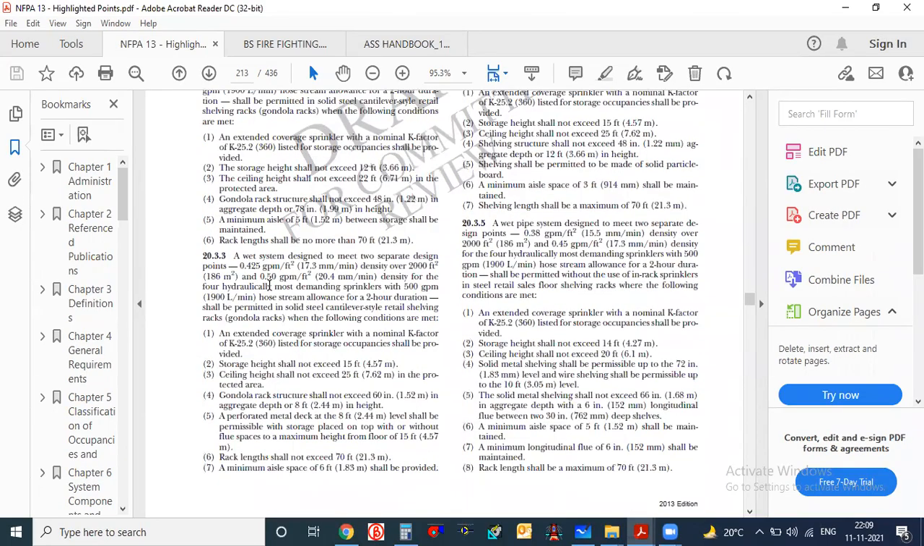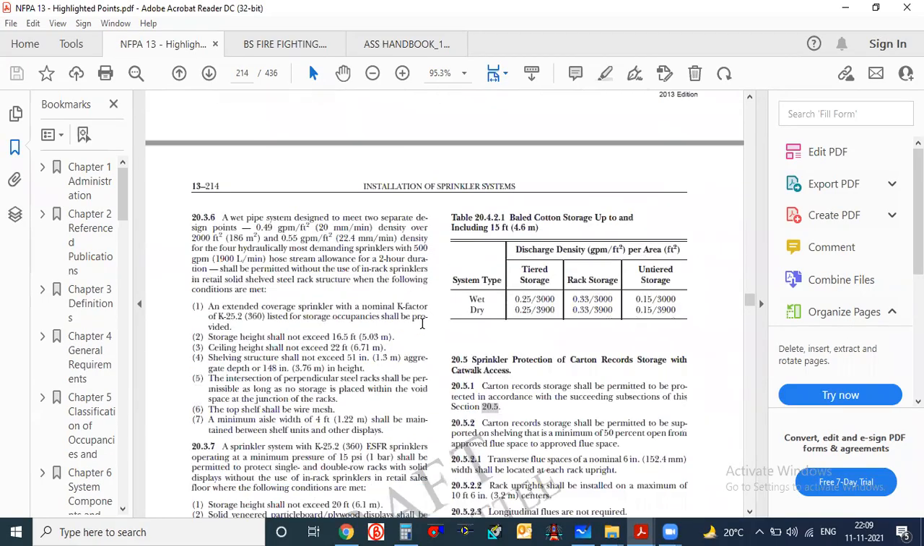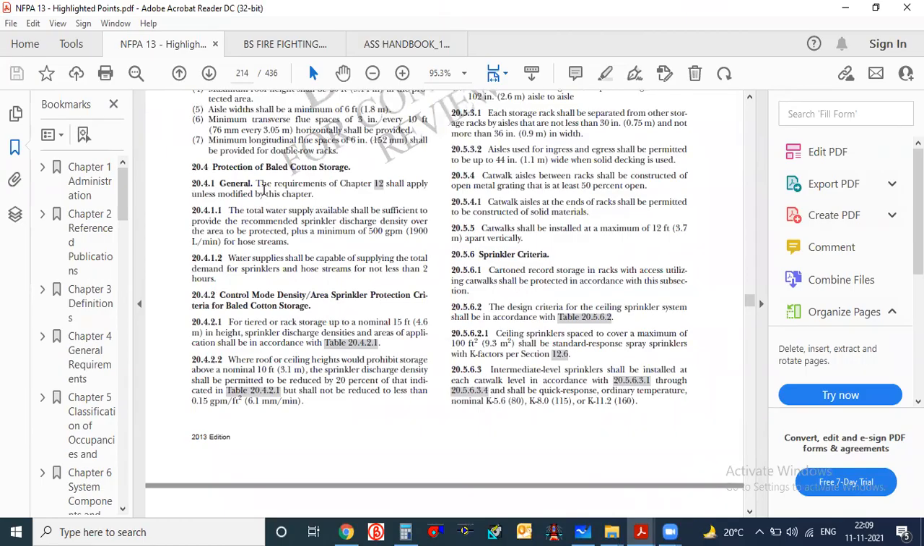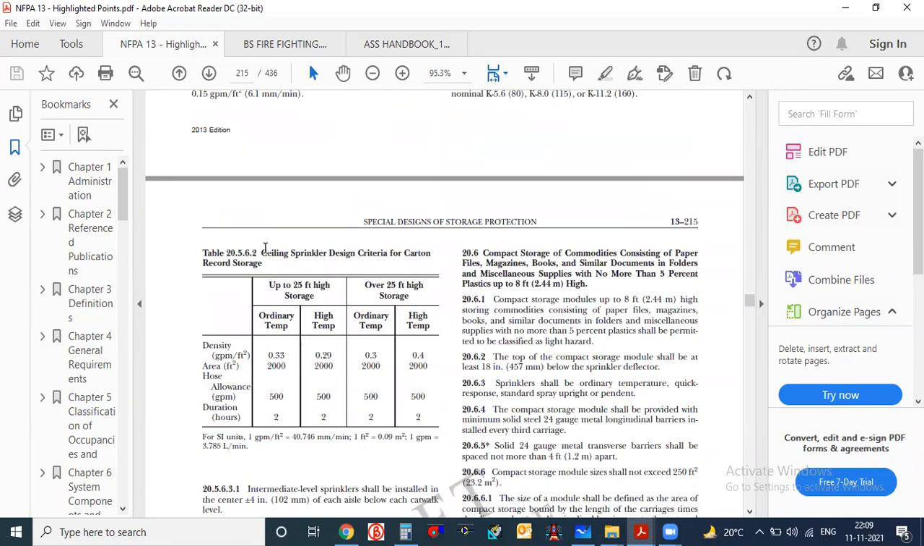If you go through this, some points are written here, what should be the height and all. So you have to list out actually whenever you are doing any kind of project. They have given for the cotton storage also. If you are going for the cotton storage, what will be the things we require?